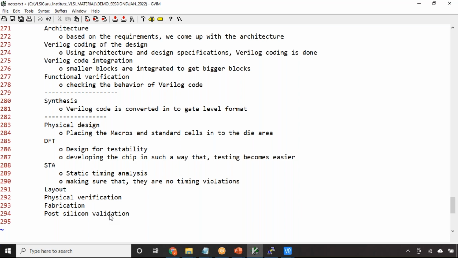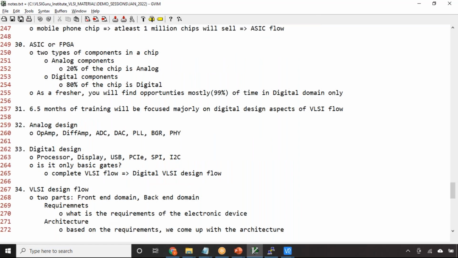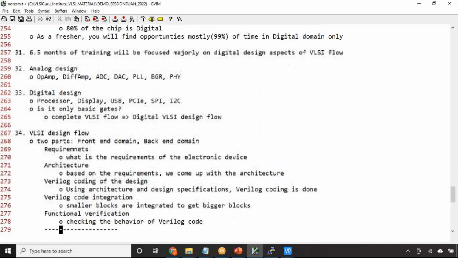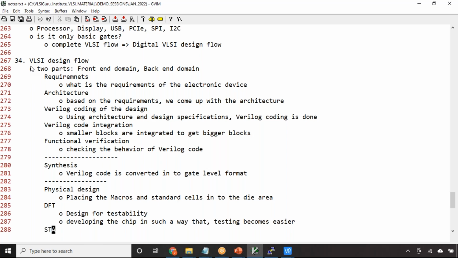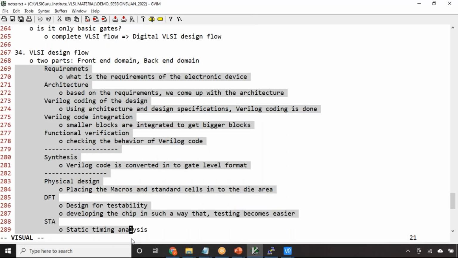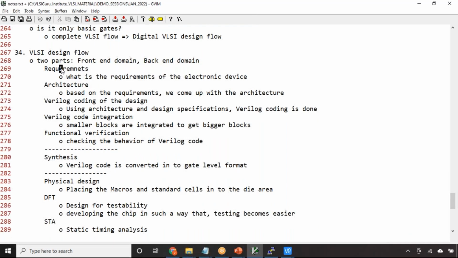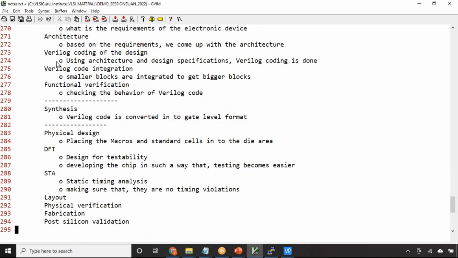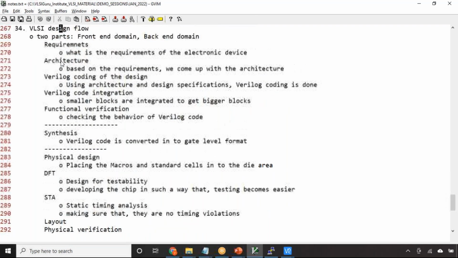Okay, let's start with the quick revision of what we have discussed. We were discussing VLSI design flow. We have understood that VLSI design flow consists of almost 12 steps: 1, 2, 3, 4, 5, 6, like that. If you list them down, almost 12 steps are there.